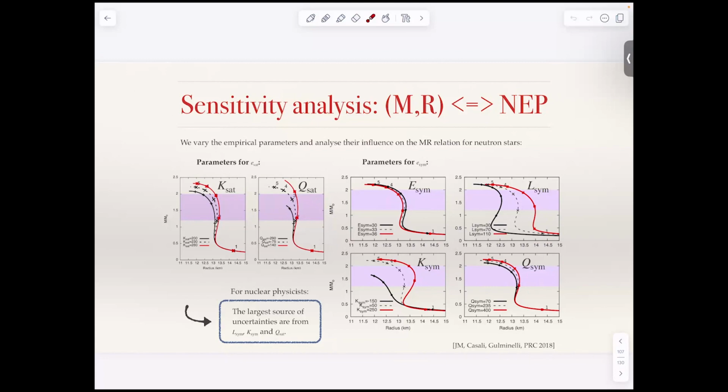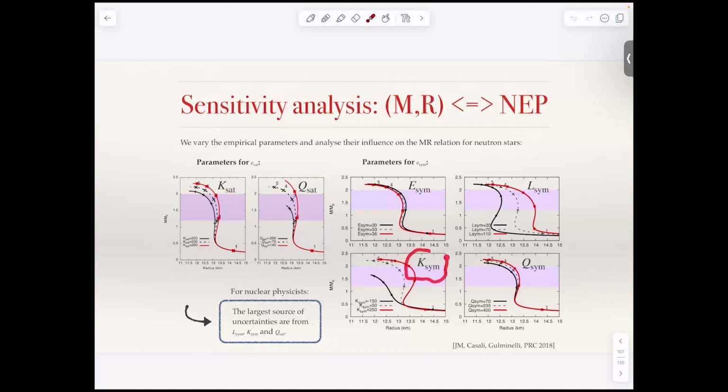I mean, if you start to know these three empirical parameters, we'll start to discuss about them. But my point is, at the present time, we don't know these empirical parameters very well. So Qsat, this is determining the density dependence of the incompressibility that we don't really know. Lsym is the slope of the symmetry energy that we may know, finally, with PREX or CREX, but finally we don't know very well what it is.